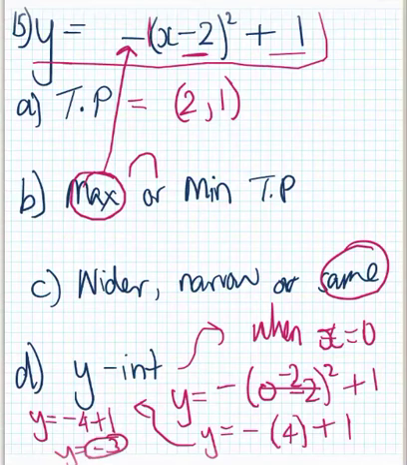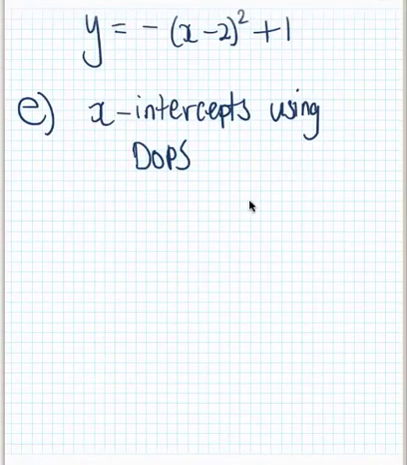The next part of our question, we have to find the x-intercepts. And it tells us to use the difference of perfect squares, or DOPS. There's also in brackets a hint telling us, don't forget to divide this negative.